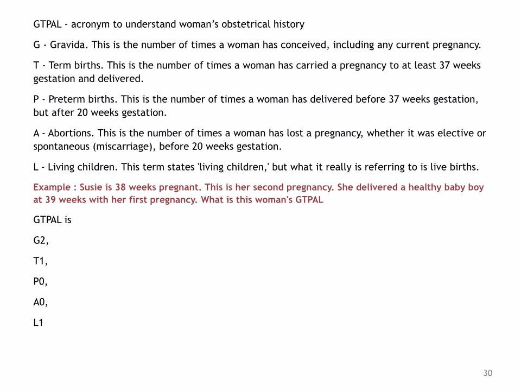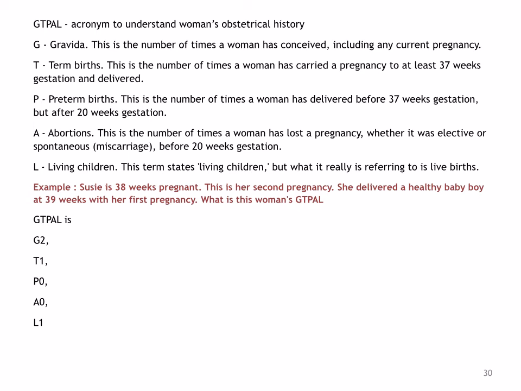So if a mom comes to the clinic and she has 2 kids along with her and she's pregnant, her gravida would be 3. Because 2 you already see there, and 3 she's pregnant, so it will be 3. Okay, so gravida. Then T stands for term births.